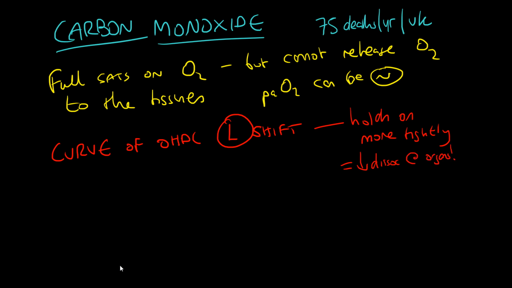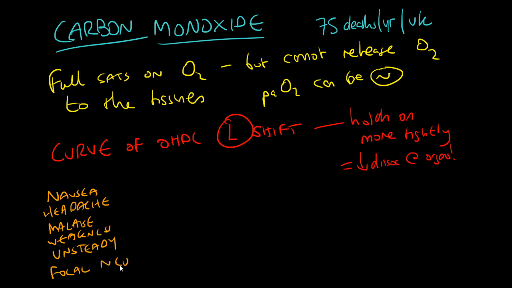The reason behind all this is that the oxygen hemoglobin dissociation curve shifts to the left, which means that hemoglobin holds on more tightly to the oxygen and to the carbon monoxide, so oxygen will not dissociate at the organ site. The patient will present with nausea, headache, malaise, weakness, unsteadiness. With focal neurology, they might have a low GCS, for example.